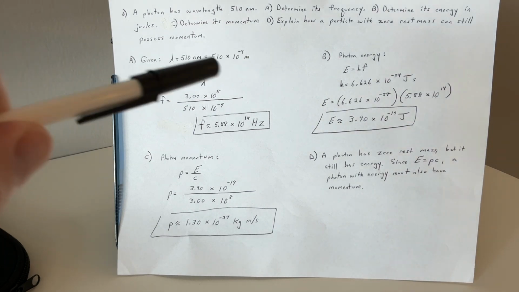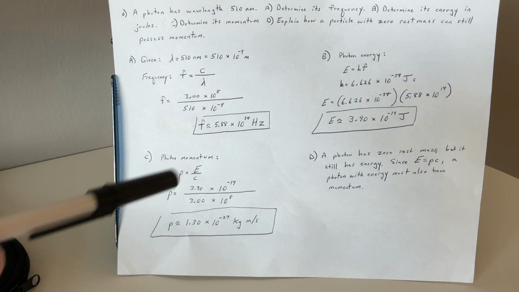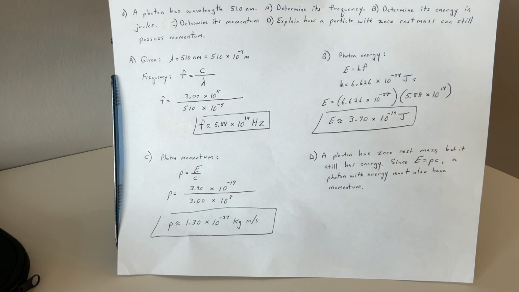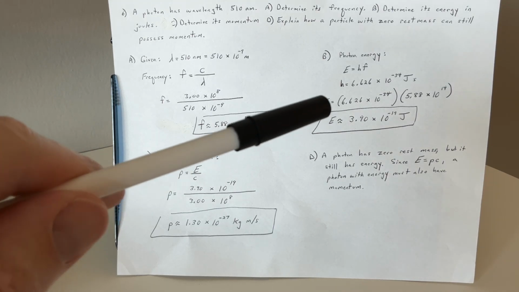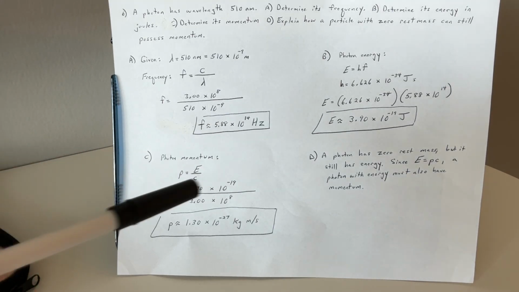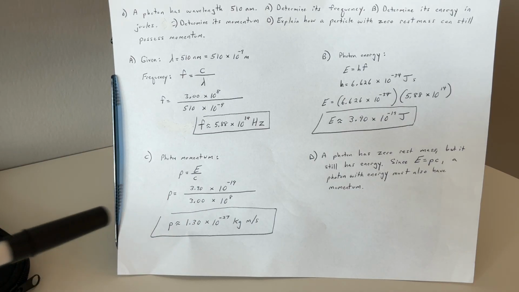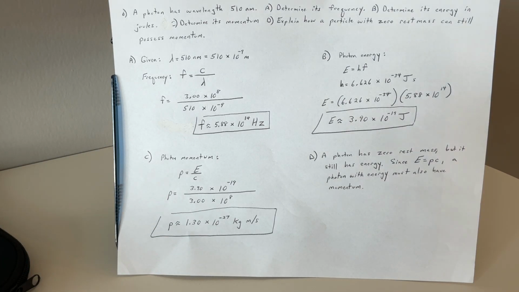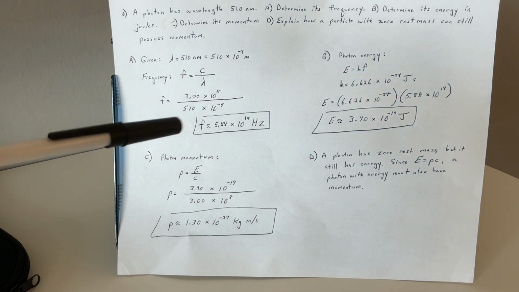For part C, determine its momentum. For the photon momentum, all we need is the energy divided by the speed of light. So taking this photon energy from part B divided by the speed of light, we get approximately 1.30 times 10 to the negative 27 kilogram meters per second.